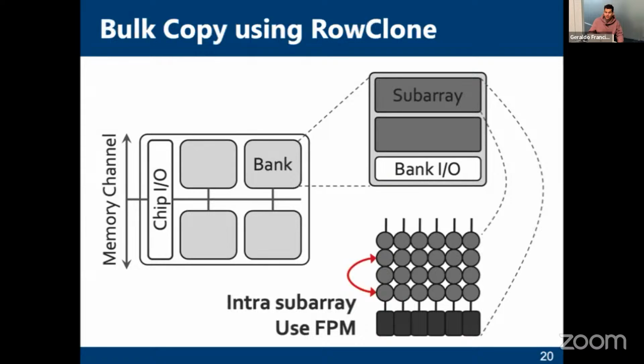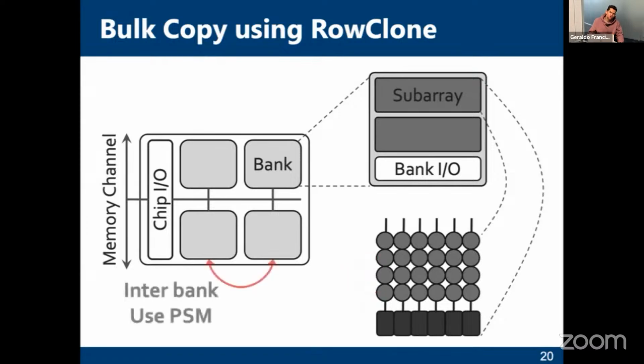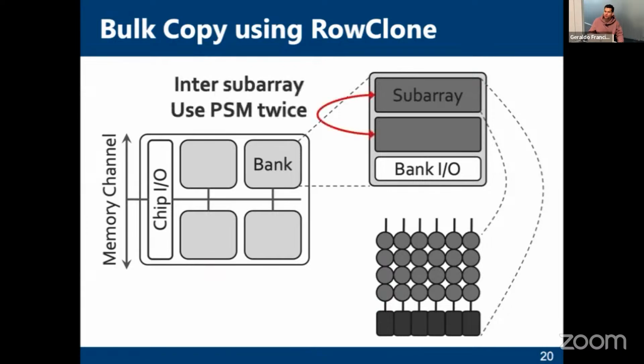So just to summarize, if you want to copy data inside the same DRAM subarray, at bulk, the entire DRAM row, you are going to use the fast parallel mode, which basically uses two back-to-back activations to that particular DRAM subarray. And if you want to copy data across different DRAM banks, you're going to use this pipeline serial mode. If you want to copy data from one DRAM subarray to another DRAM subarray within the same DRAM bank, the way that you do it in RowClone is by issuing back-to-back pipeline serial mode instructions.